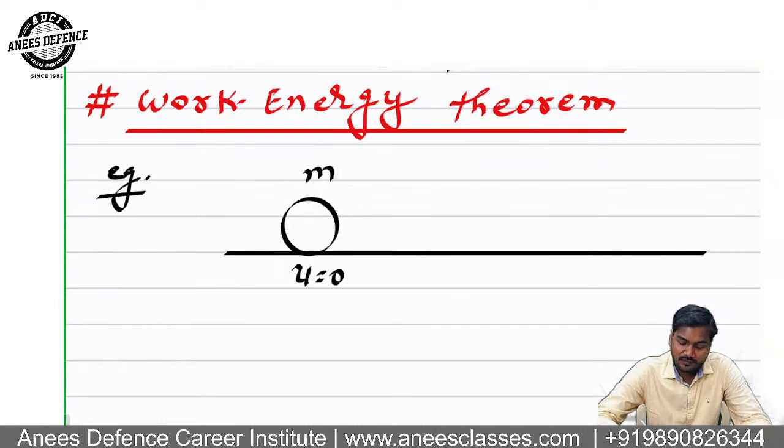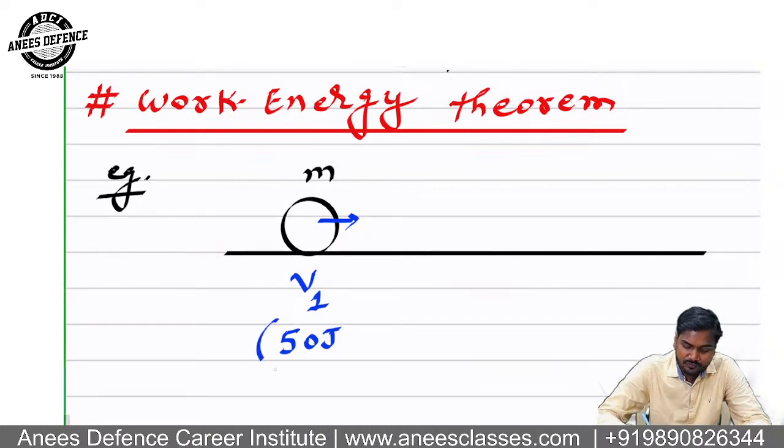Initial velocity is v1. It means this object is already in motion. Here the kinetic energy is 50 joule. Just consider some data: initially the object has 50 joule of initial kinetic energy.